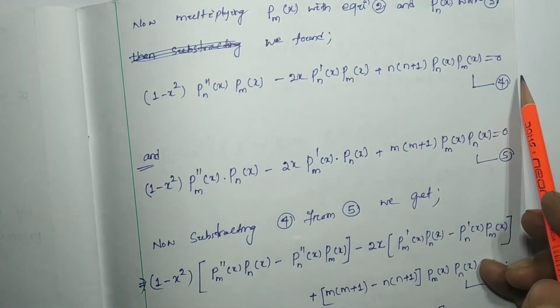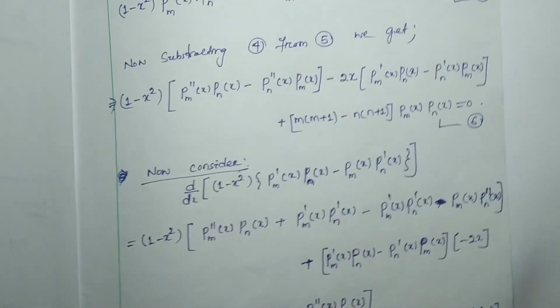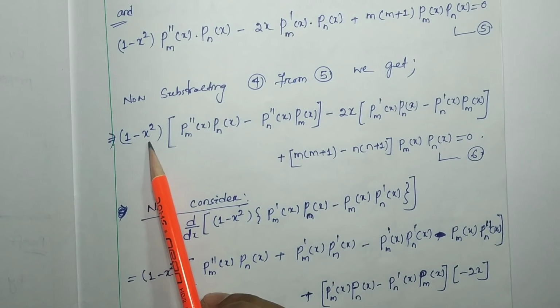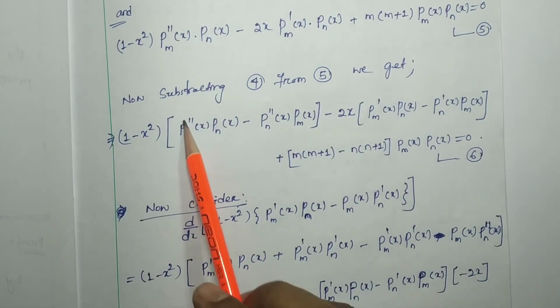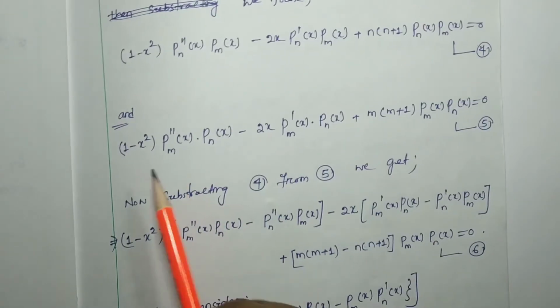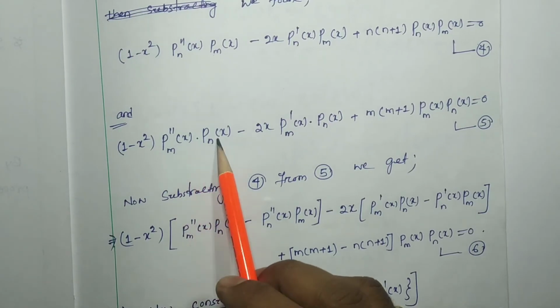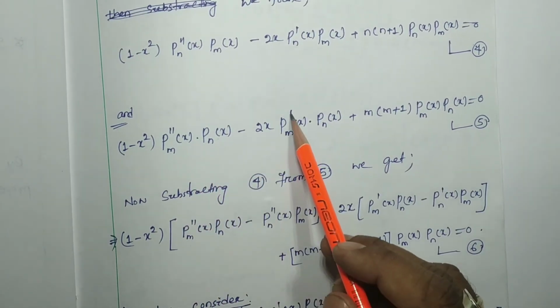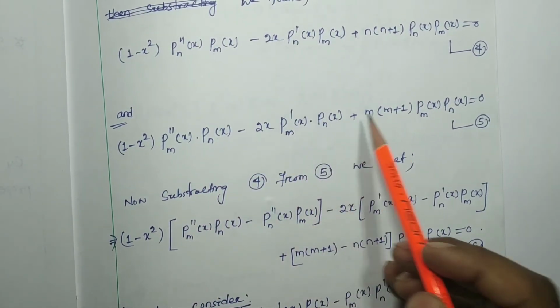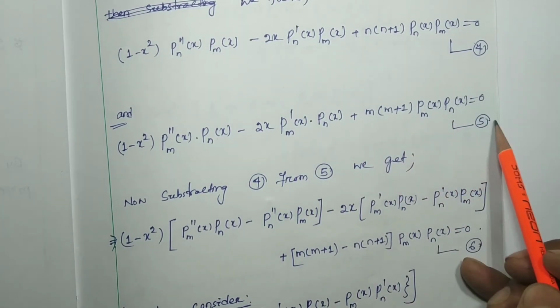And whenever we multiply Pn(x) with your equation number 3, then what we get is (1 minus x square) Pm double dash (x) into Pn(x) minus 2x Pm dash (x) into Pn(x) plus m into (m plus 1) Pm(x) Pn(x) equal to 0. Let it be equation number 5.